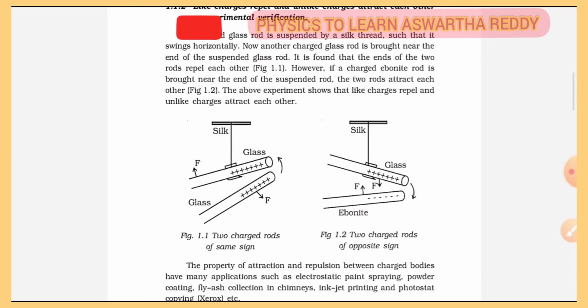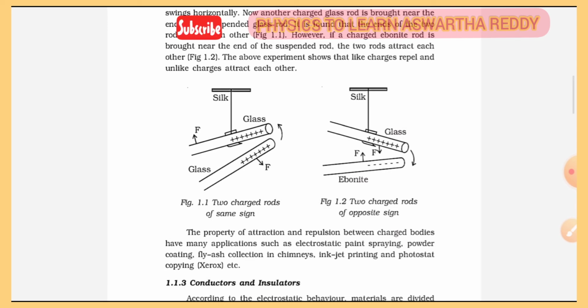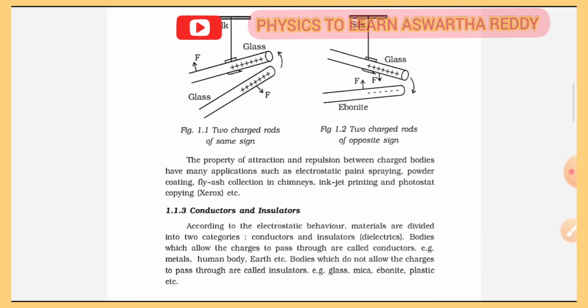If you take two glass rods, both are positive, so we observe repulsion between them. In another example, one is a glass rod and the other is an ebonite rod. The glass rod acquires positive charge and the ebonite rod acquires negative charge after rubbing. They are unlike charges, so they attract each other. Two charged rods of the same sign repel each other.